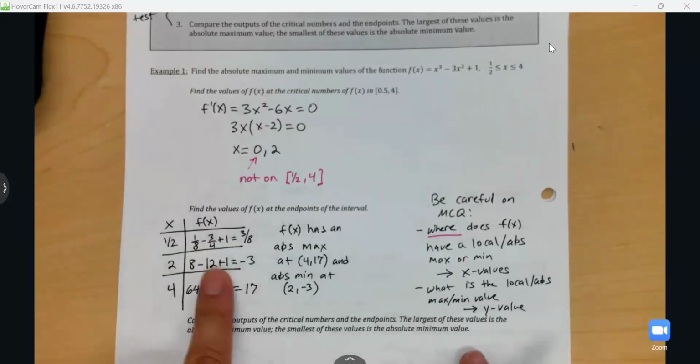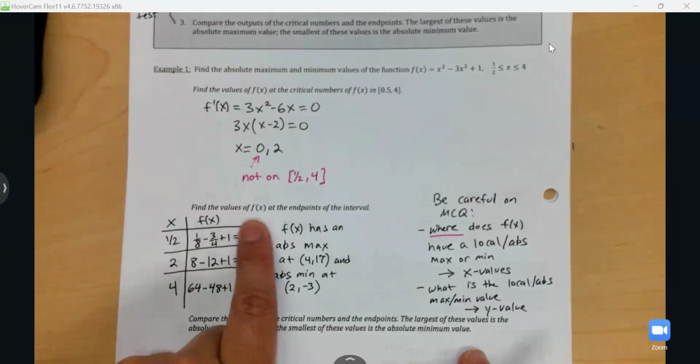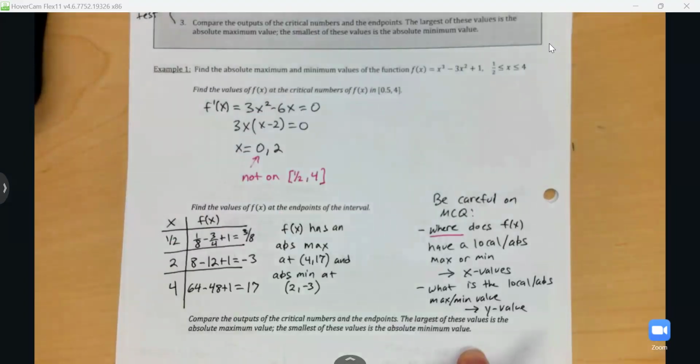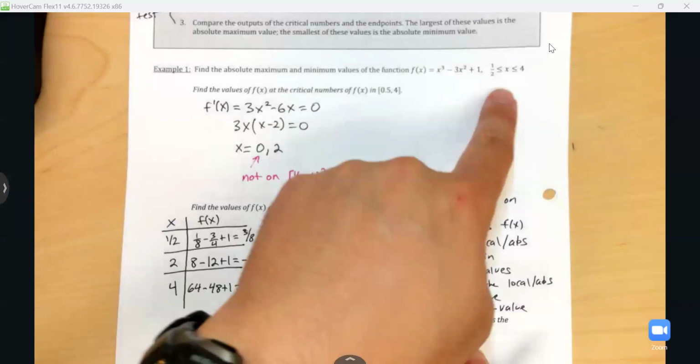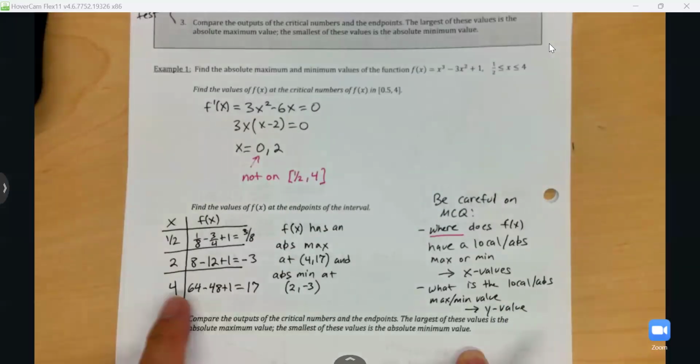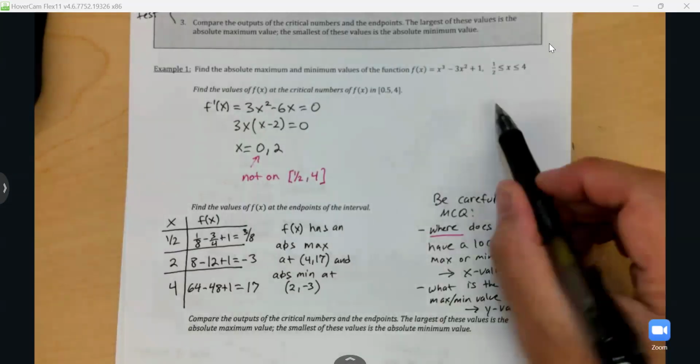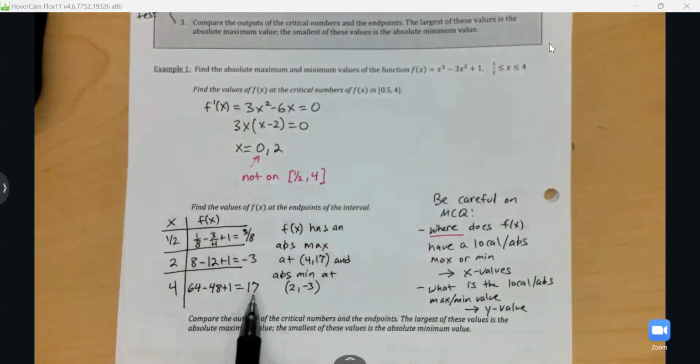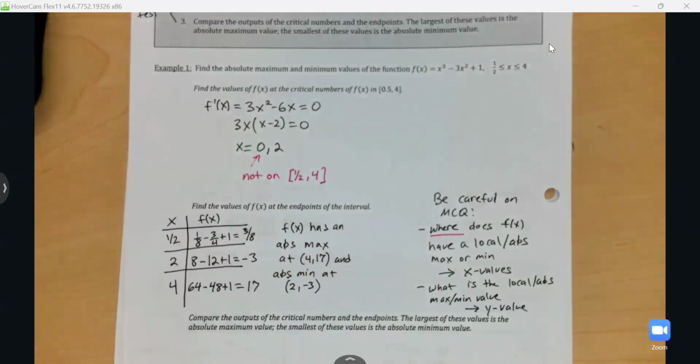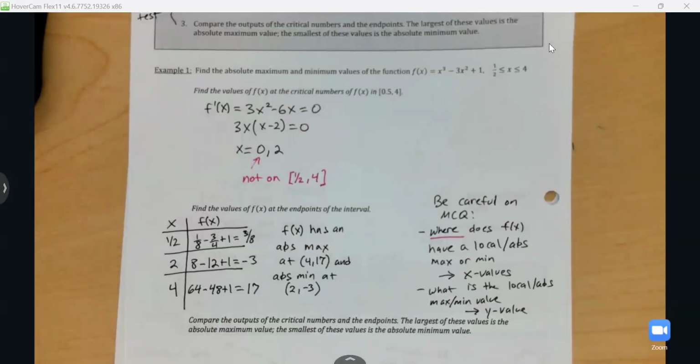Okay, so going back to this question, if I asked you where are the absolute maximums on this function f of x on this interval, you would say the absolute maximum occurs at x equals 4. But if the question was what is the absolute maximum value of f of x from 1/2 to 4, you would say your absolute maximum value of f of x would be 17. Okay, let's move on to some other examples here.